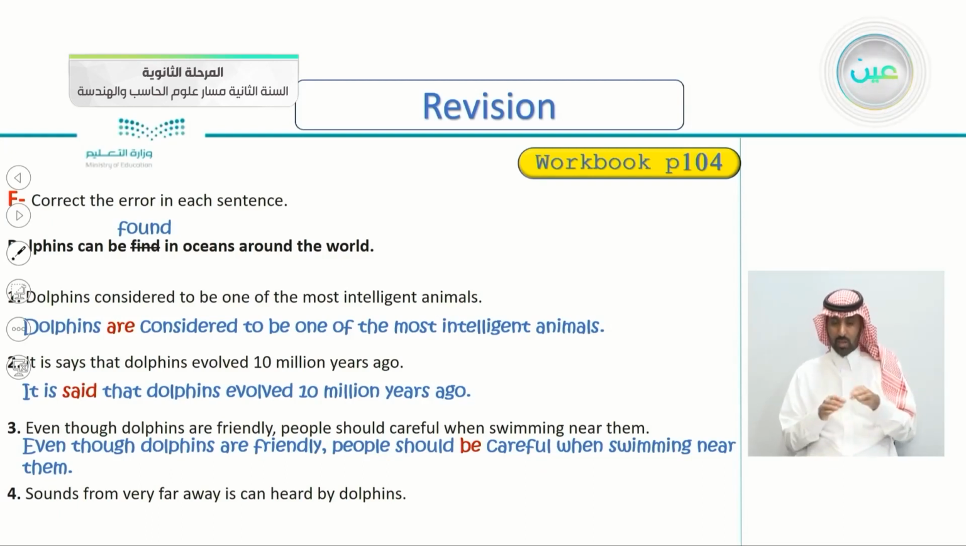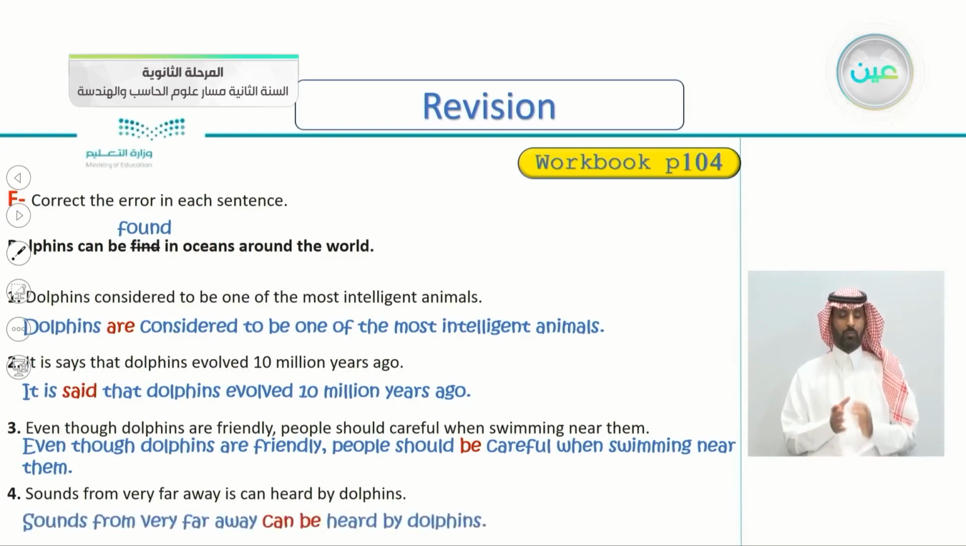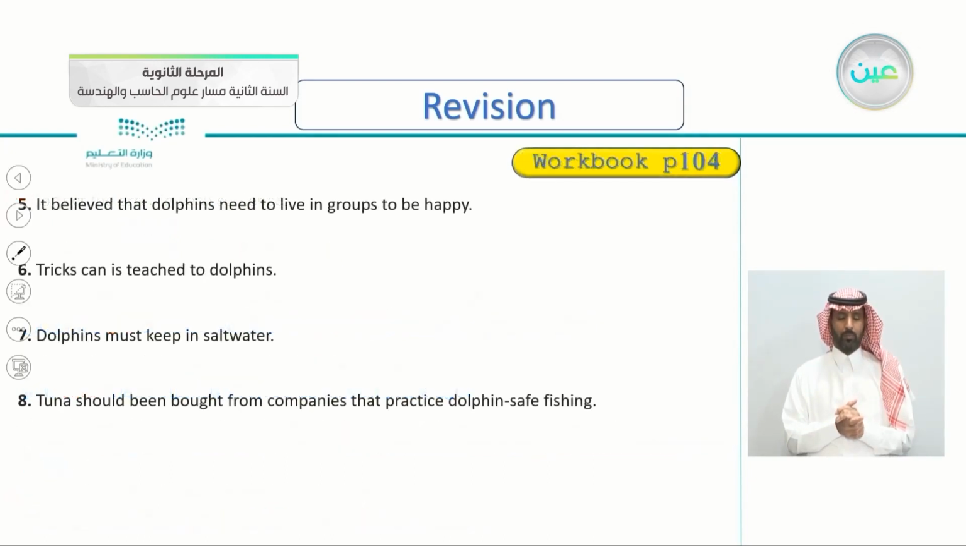Very good. Number 5, sounds from very far away is can heard by dolphins. I think you noticed the mistake here. Yes, excellent. Sounds from very far away can be. We don't say is can. We say can be heard by dolphins. Number 5, it believed that dolphins need to live in groups to be happy.